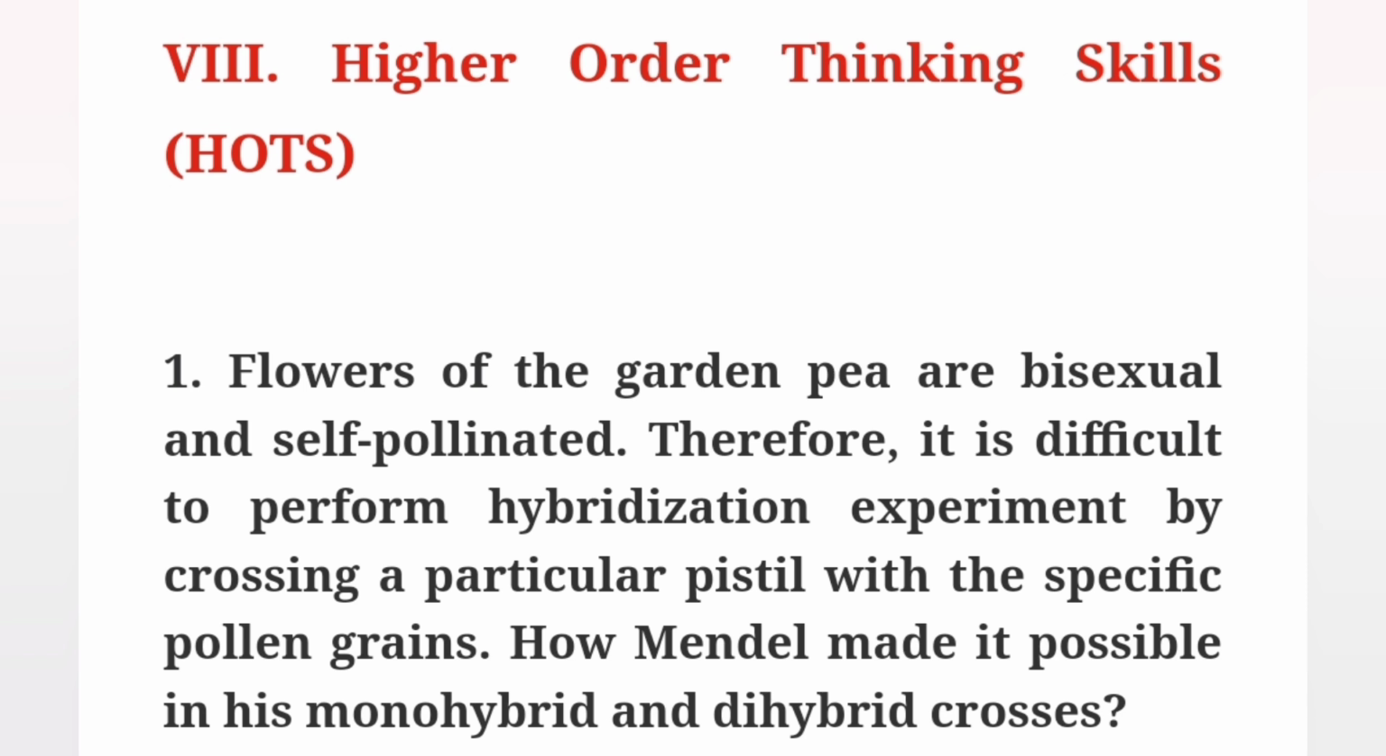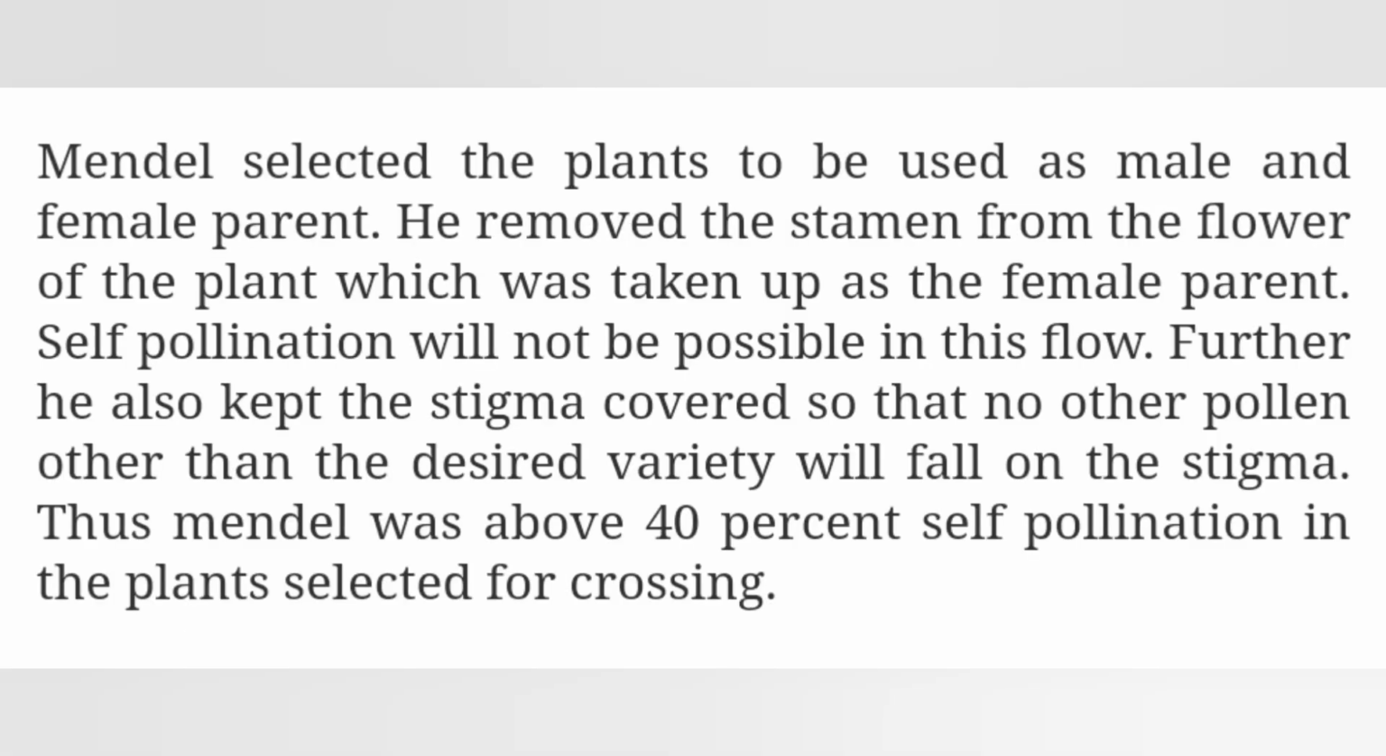Eighth Roman letter, higher order thinking skills. First one, flowers of the garden pea are bisexual and self-pollinating. Therefore, it is difficult to perform a hybridization experiment by crossing a particular pistil with specific pollen grains. How did Mendel make it possible in his monohybrid and dihybrid crosses?